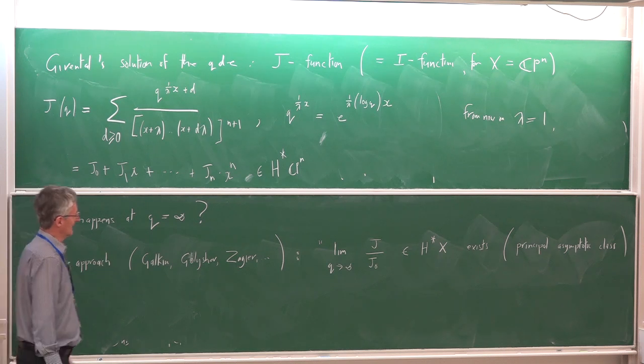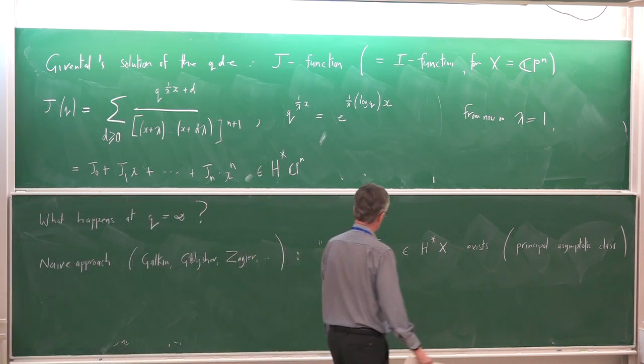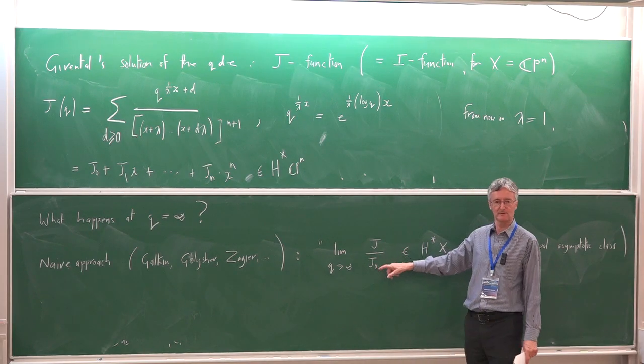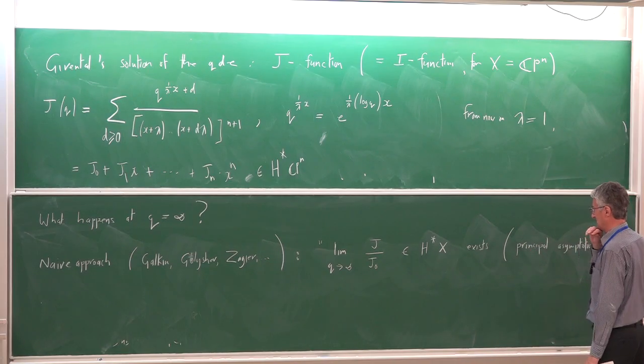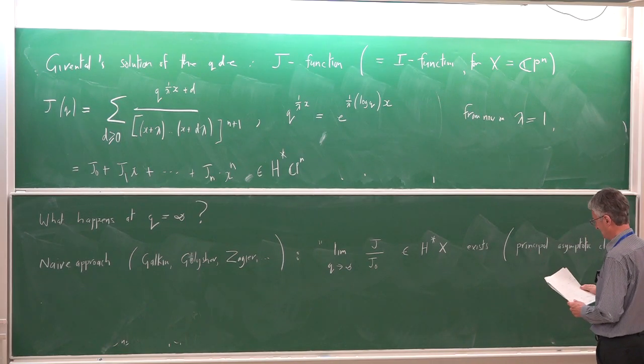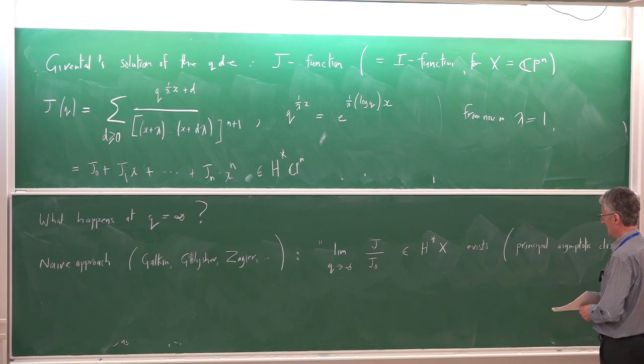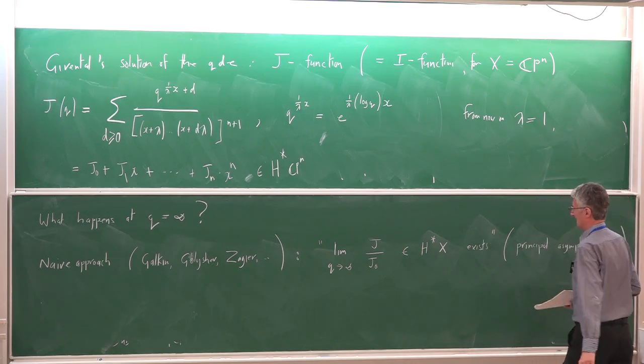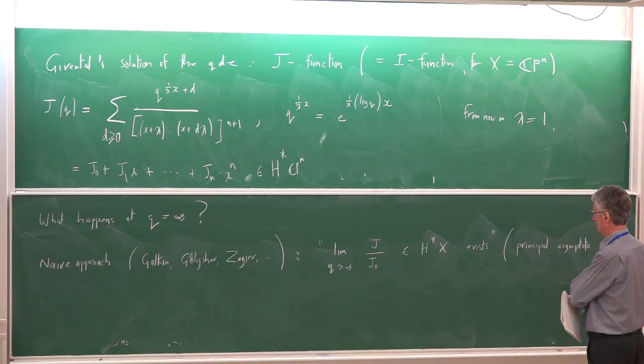Usually when you take the limit of, well, of course, individually, J will go to infinity, right? But this will also go to infinity. So there's a possibility that something exists. And this is, okay, that's a statement. The limit exists. That's what they said.